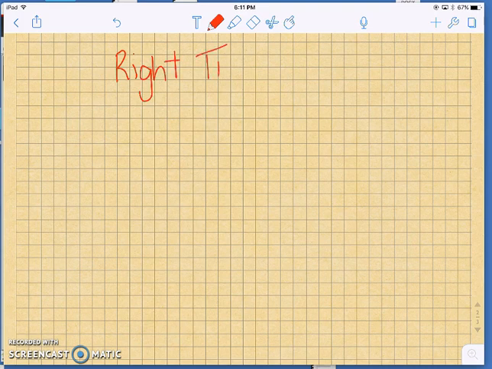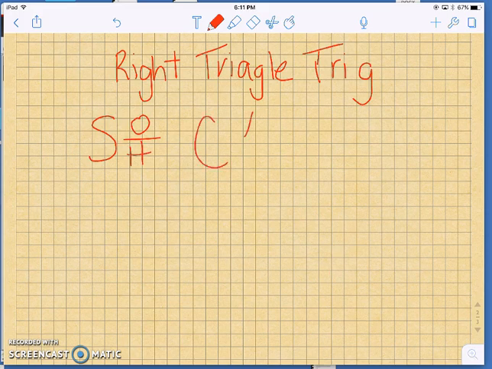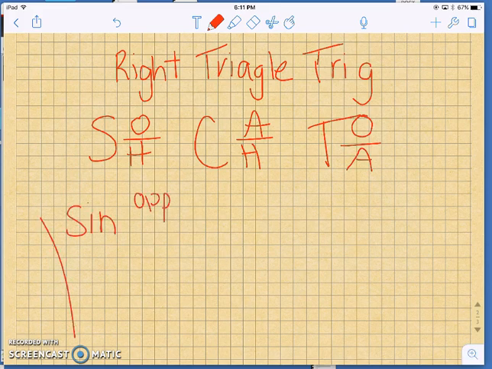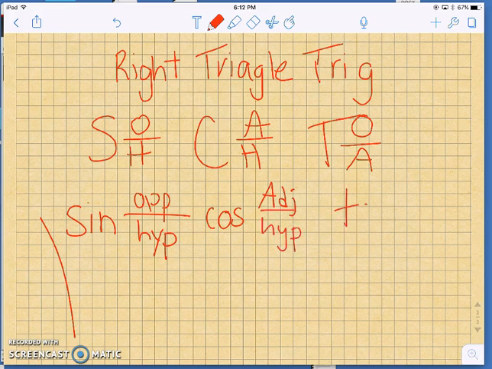So right triangle trig. And this is a review from last year. So hopefully you remember most of this stuff. And today we're going to be reviewing SOHCAHTOA. So if you guys remember, sine is equal to the opposite side over the hypotenuse. Cosine is equal to the adjacent side over the hypotenuse. And then tangent is equal to the opposite side over the adjacent.